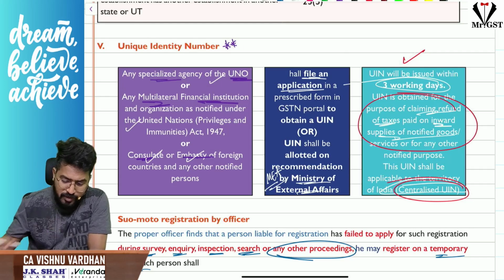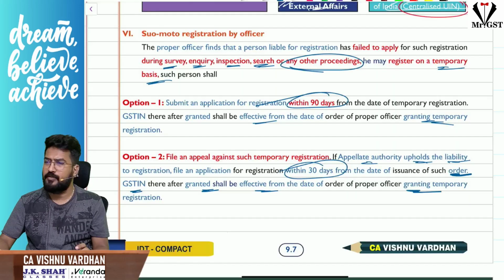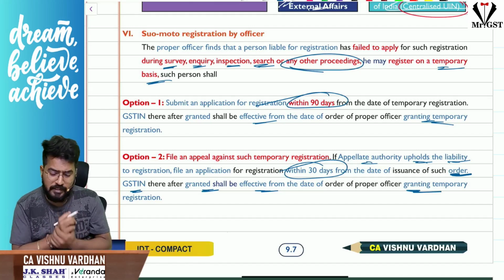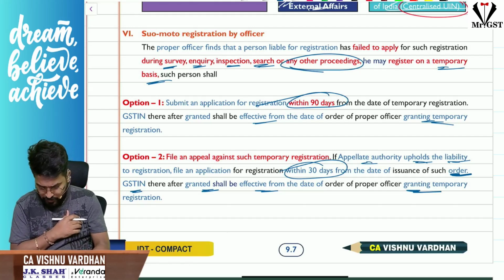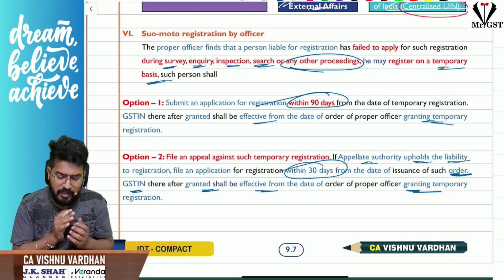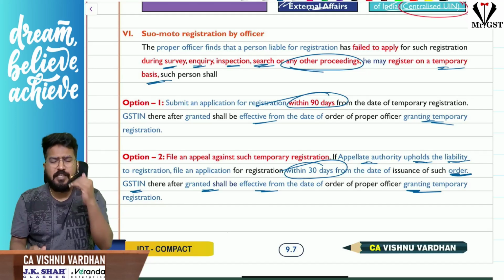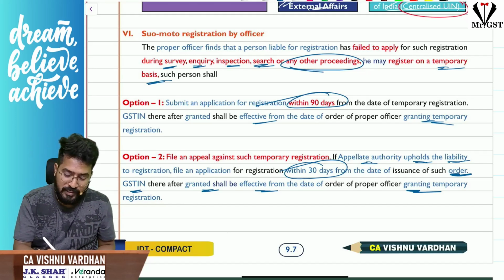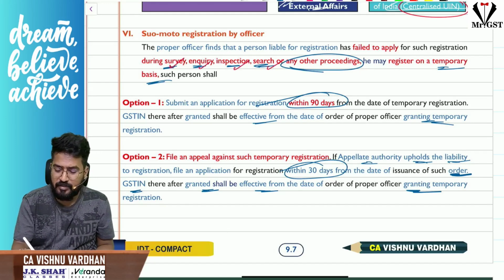Okay, that is with respect to unique identity number. If you look at the next one, that is suo motu registration by proper officer. Generally you are liable to register, but you have not taken registration and you are caught by the proper officer during that inquiry, search or inspection, or any other proceedings.